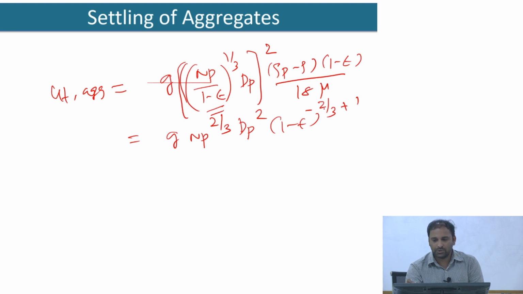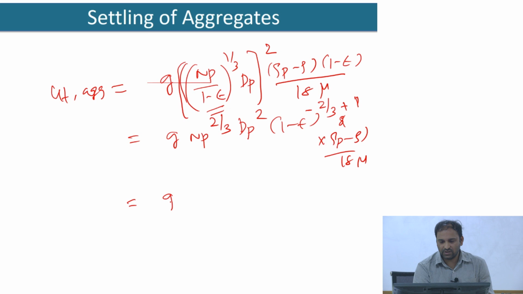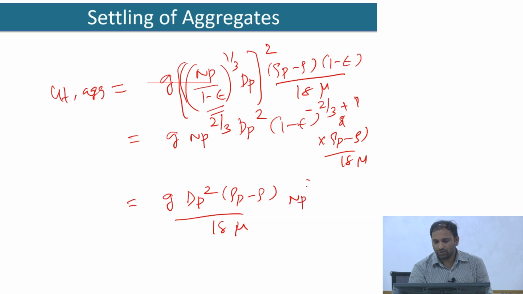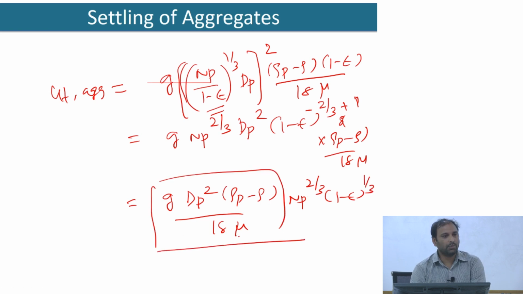Therefore, if I take it up, it becomes minus 2/3 plus 1, and of course that is multiplied by (rho p minus rho) divided by 18 mu. If you simplify this, it becomes g dp squared into (rho p minus rho) divided by 18 mu, into Np to the power of 2/3 into (1 minus epsilon) to the power of 1/3. That is the single particle settling velocity, that is your ut itself, times Np to the power of 2/3 into (1 minus epsilon) to the power of 1/3.